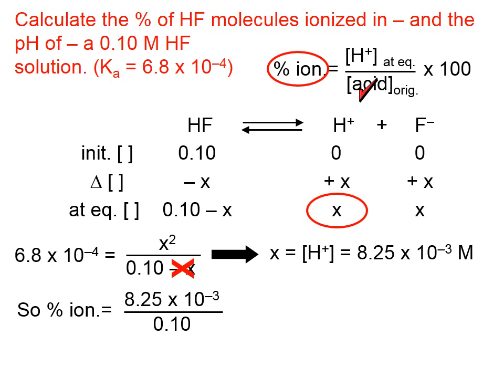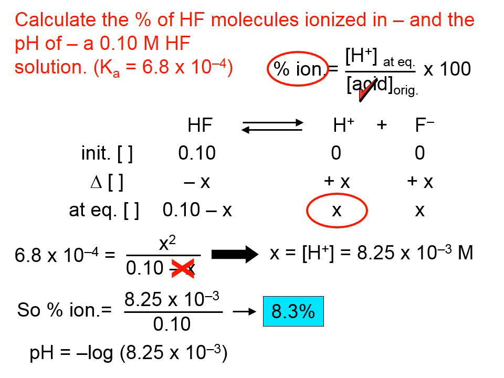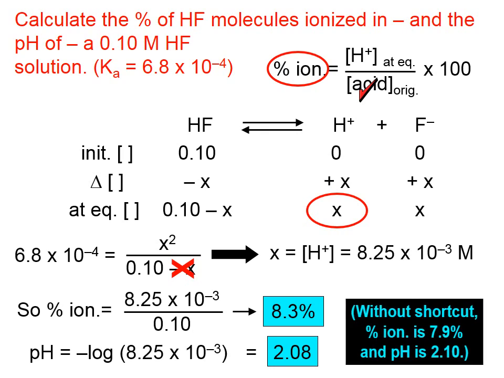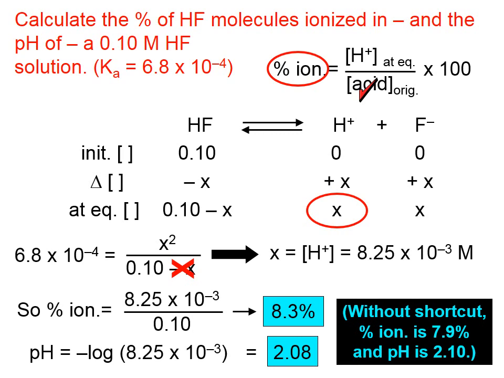And therefore, we know now the numerator in this equation we started with at the top of the screen, 8.25 times 10 to the -3rd, divided by the original acid concentration of 0.1, that's 8.3%. We're also asked to find the pH, so let's take the negative log of the hydrogen ion concentration, 2.08. If we hadn't used the shortcut, these are the values we would have gotten. 7.9% ionization and a pH of 2.10. And the amount of error that's introduced, it's well worth it to use the shortcut if you can.